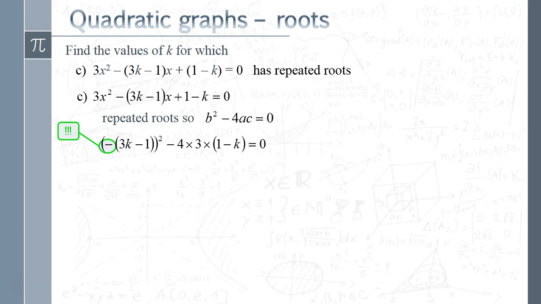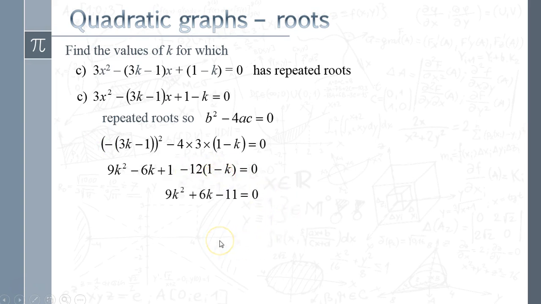Minus times a minus makes a plus. So what we've got is 3k minus 1 all squared, which gives us this expression here, 9k squared minus 6k plus 1. Over here, I've got minus 12 plus 12k, which is going to come from multiplying out this bracket. Do a bit of tidying up, and there we go. We started out with a quadratic equation in terms of x, but to decide what values of k give us repeated roots, we've ended up with a quadratic equation in terms of k. So now we've got to solve that quadratic equation.